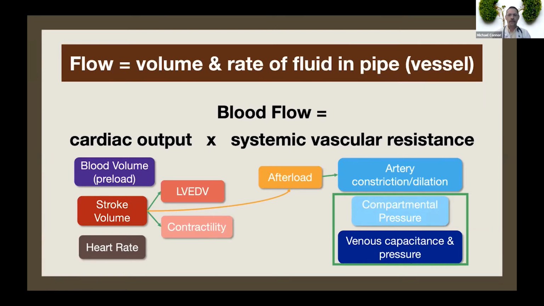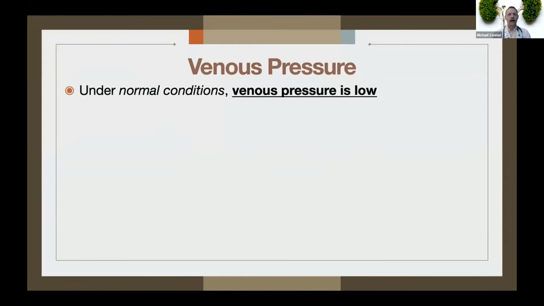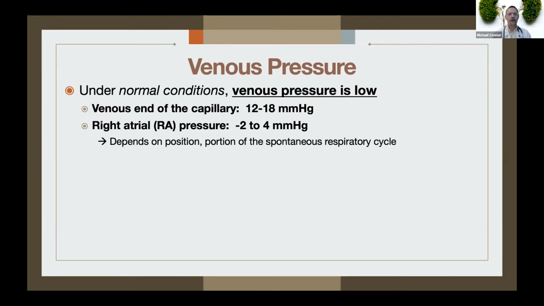So first, talking about venous pressure and venous capacitance. So what is normal venous pressure? I think that we are mistaken sometimes when we believe or we have taught people that the CVP is supposed to be sort of 8 to 12. Under normal circumstances, venous pressure is quite low. The pressure at the end of the capillaries in most capillary beds is around 12 to 18 millimeters of mercury. Right atrial pressure is anywhere from around -2 to +4, depends on the position of the patient and what portion of the spontaneous respiratory cycle or positive pressure ventilation that the patient is in.